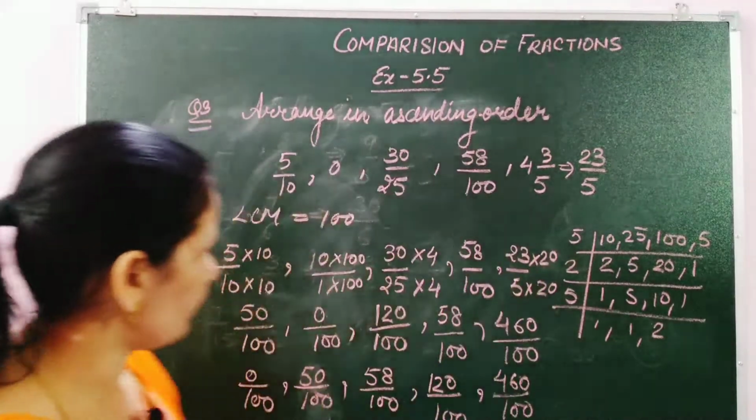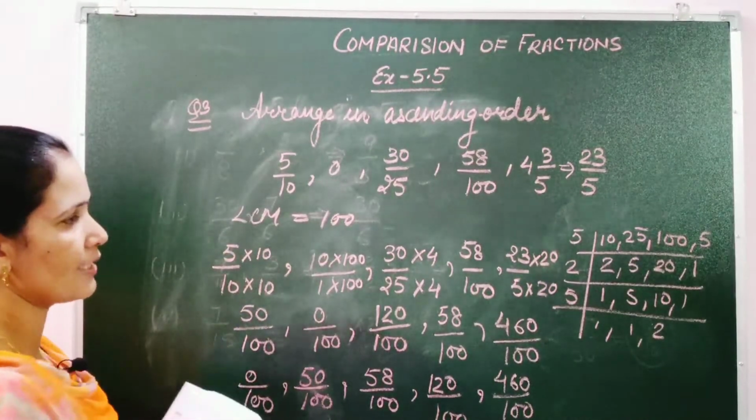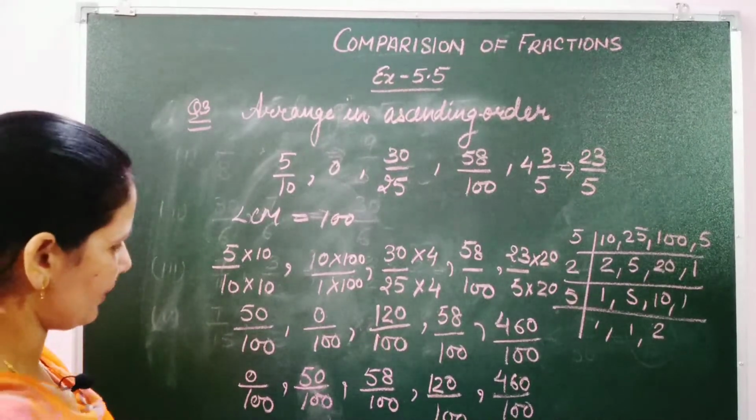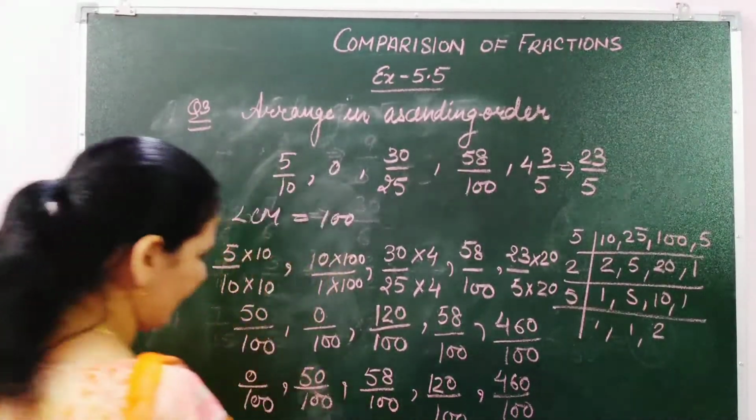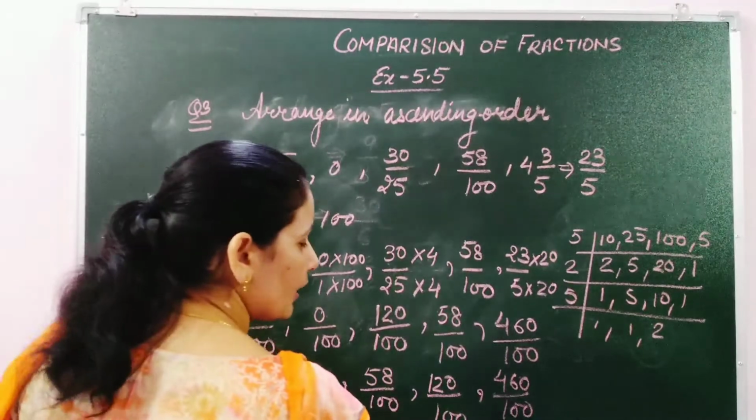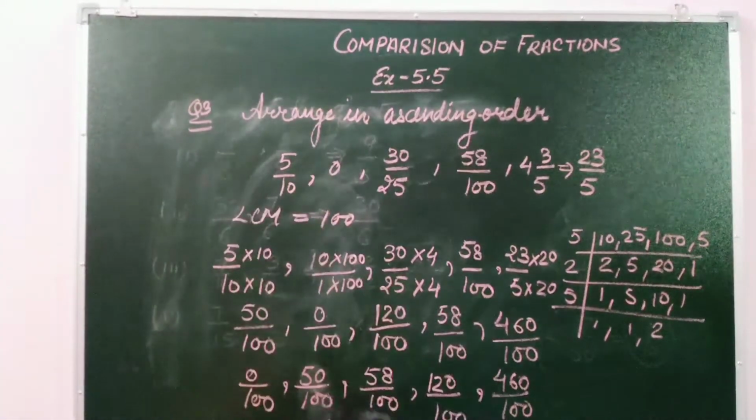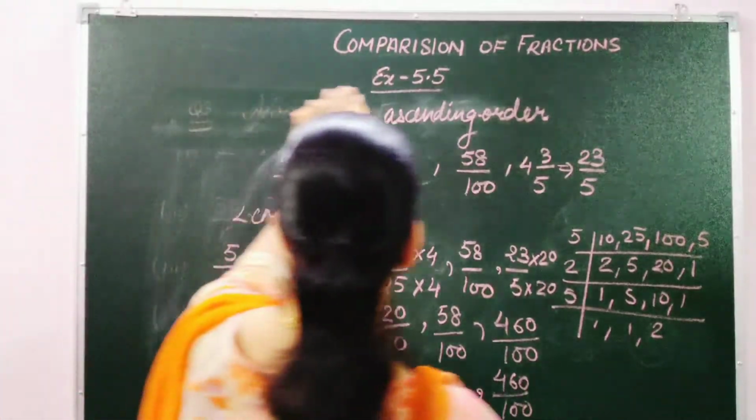Second, in the same question they have given the second part: also arrange in descending order. So if we write from left to right, that is ascending. If we write from right to left, then we arrange in descending. So how to arrange in descending? Now pay attention, I am going to erase this one.